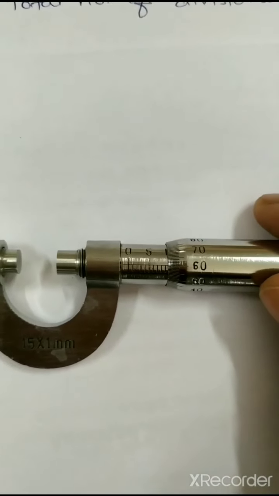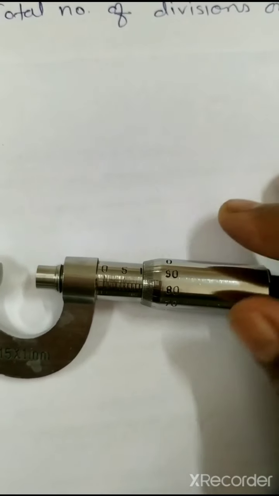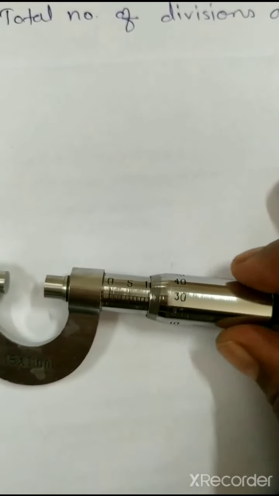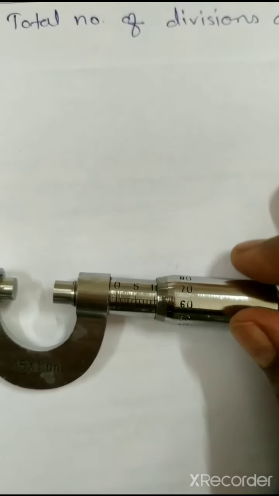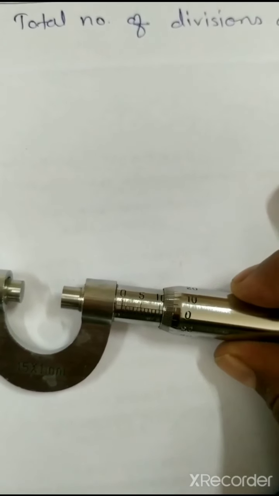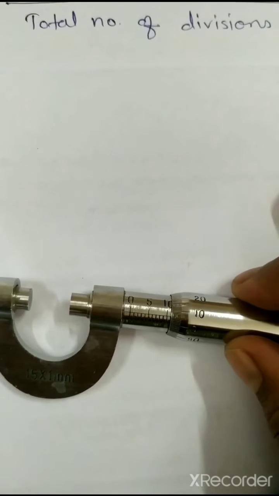Then total number of divisions on a circular scale. Say I am rotating this scale: 0, after that 10, 20, 30, 40, 50, 60, 70, 80, 90 and this again 10. So total number of divisions on a circular scale will be 100.